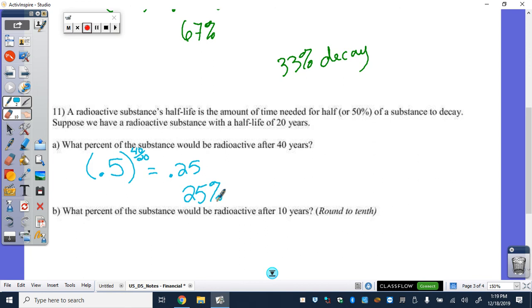This one isn't like the last problem we did. You don't subtract it from 100 because it asked us what percent of the substance would still be radioactive, meaning what's still there. 25% of it is still there. It's not the same kind of question as the last one.